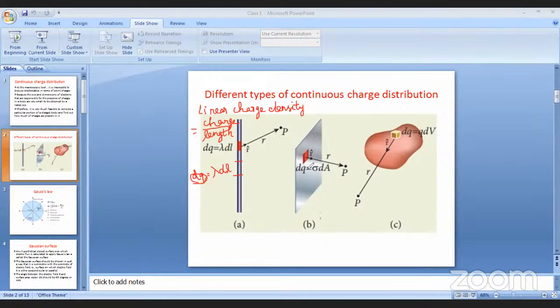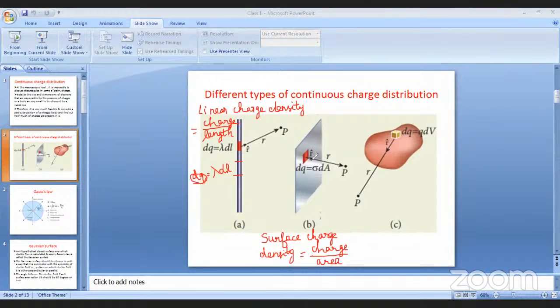The second case here, you can see a sheet of charge. Here what we have to talk about is the surface charge density. So what is meant by surface charge density? This is nothing but charge per unit area, charge by area. This is represented by sigma here. That means in 1 meter squared area, how much charge you are having. That is called sigma, or the surface charge density.